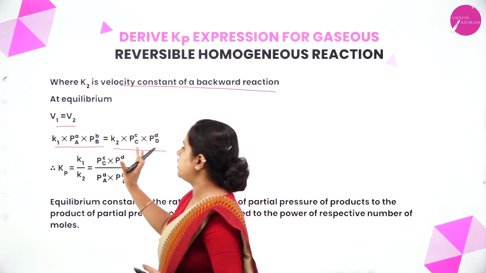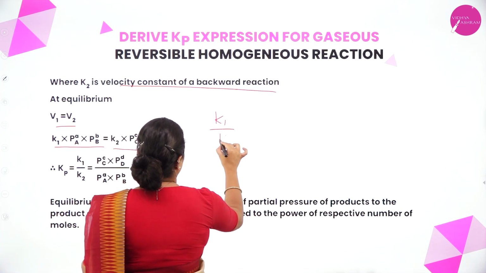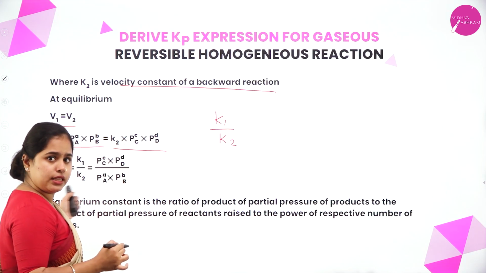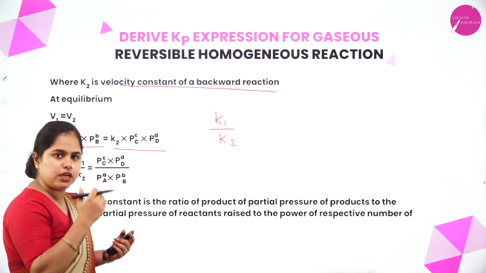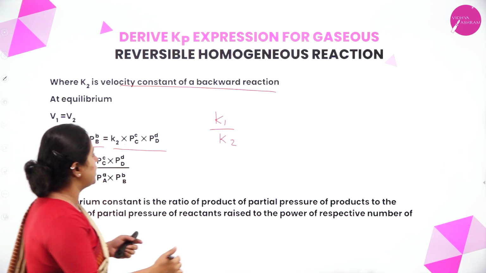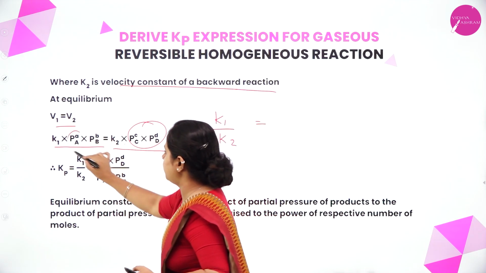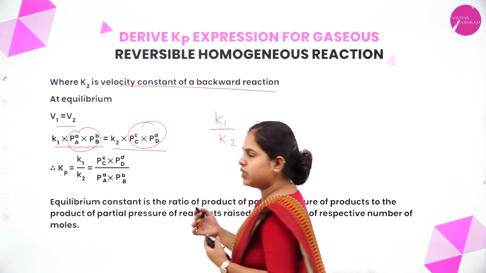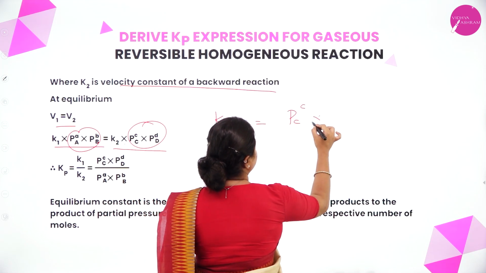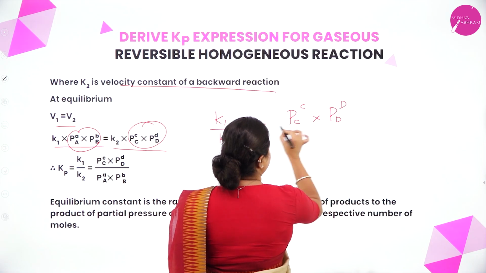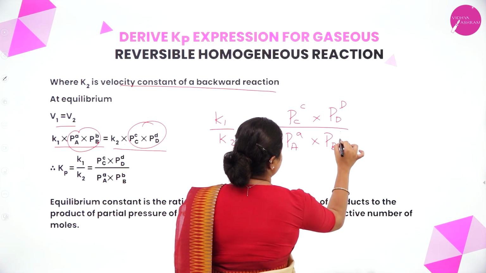Now what we are going to do is we are just going to rearrange this equation. So K1 by K2. Okay. K1 is already here. We are taking the K2 to this side. If we are taking it to the other side of the equation, it becomes the denominator, right? So K1 by K2 will be equal to, this much part will remain there itself and this part we are going to take it to the other side. So it will become the denominator. So it will be Pc raised to C into Pd raised to D divided by Pa raised to A into Pb raised to B. Right.